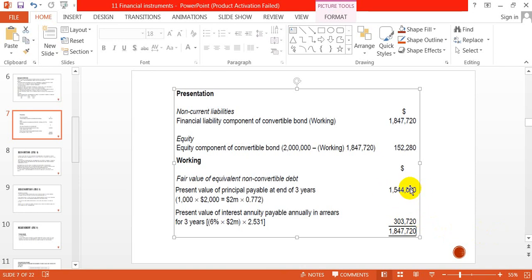Then you add the discounted principal and the discounted interest to give you 1,847,720. The bond we said was valued at how much? 2 million. So 2 million subtract the 1,847,720 gives you the 152,280 as the equity component. Clear?